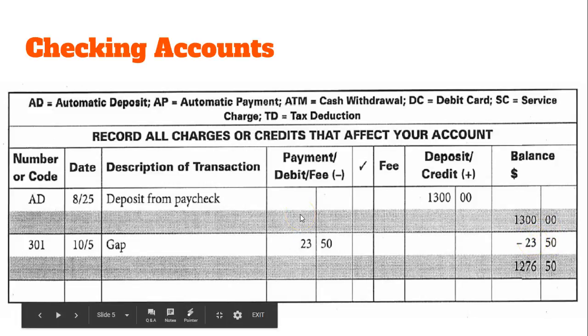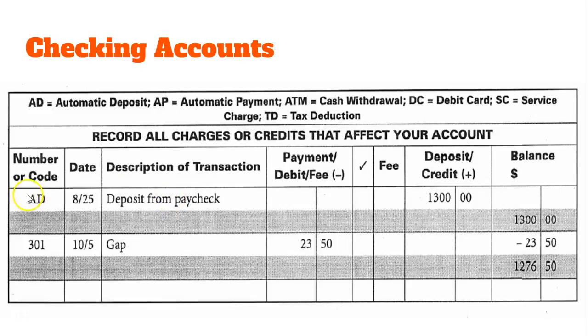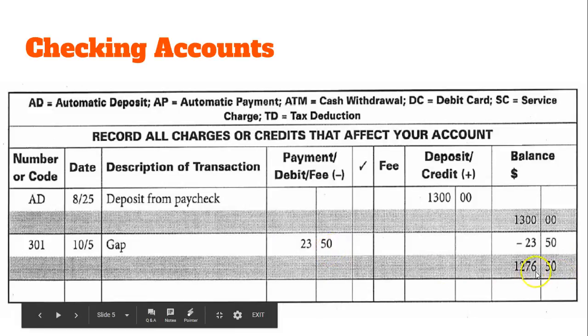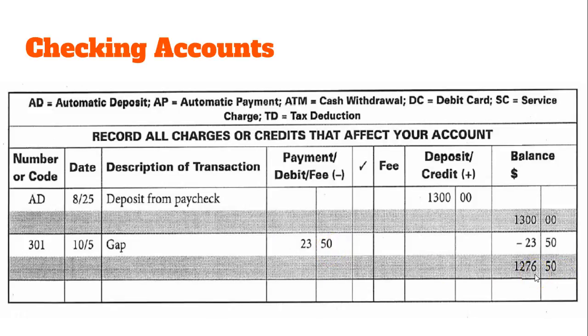So we started out with $1,300, starting out with this new bank account, and so they put in their code for A, which is an automatic deposit. This was done on 8/25, paycheck was the description of the transaction, and because this was a credit, a deposit, it's put into this column. So they started out with a $1,300 balance minus the $23.50 because you wrote the check for $23.50 here, and then the total is running in the gray area of $1,276.50.